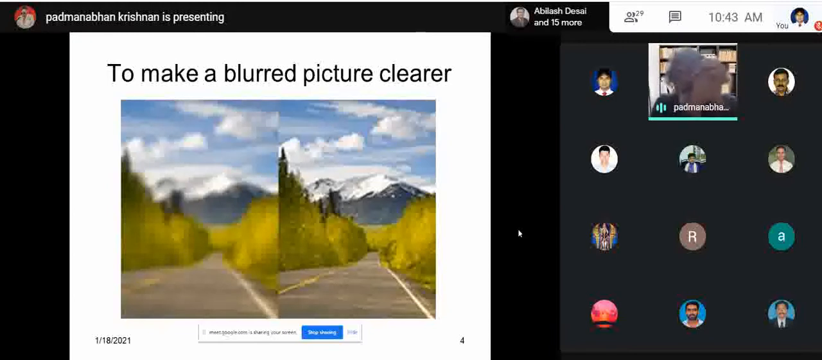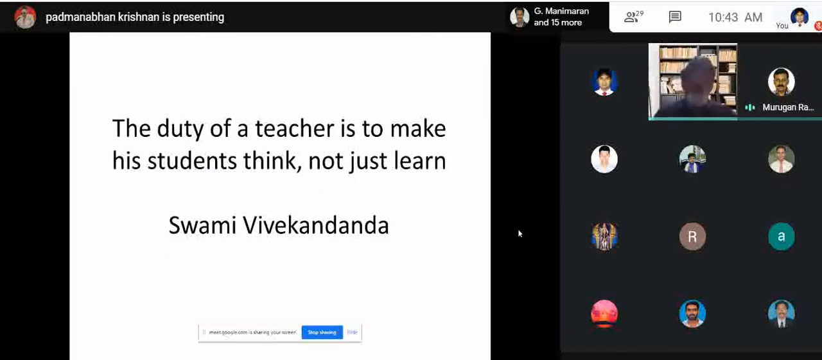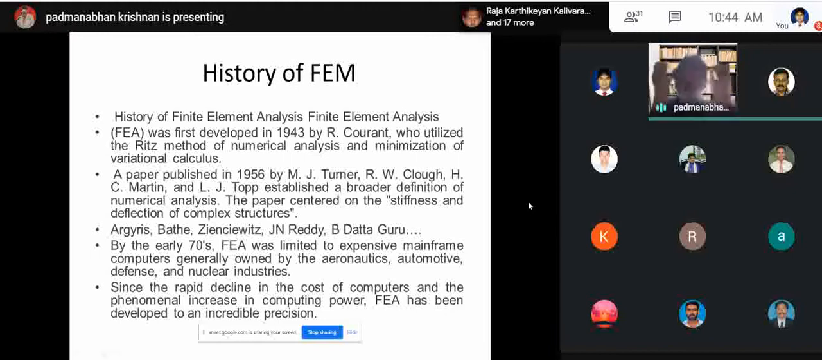Though, if you work on Workbench or other such tools, you don't need to know much about formulations or read even an element library. It will give you a choice, this or that. So let me try to make the blurred picture clear here. Like Swami Vivekananda said, the duty of a teacher is to make his students think and not just learn. So I would try to make you think and not just go for a class. Right? Yes. I thought I would just show you a slide of how it all began.